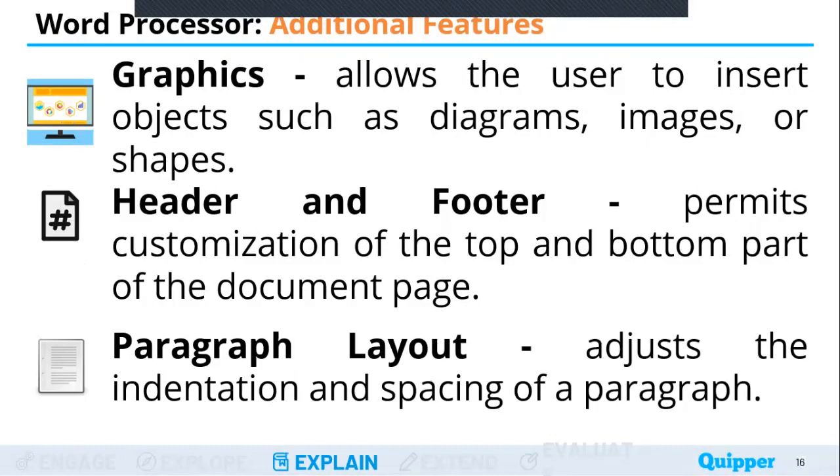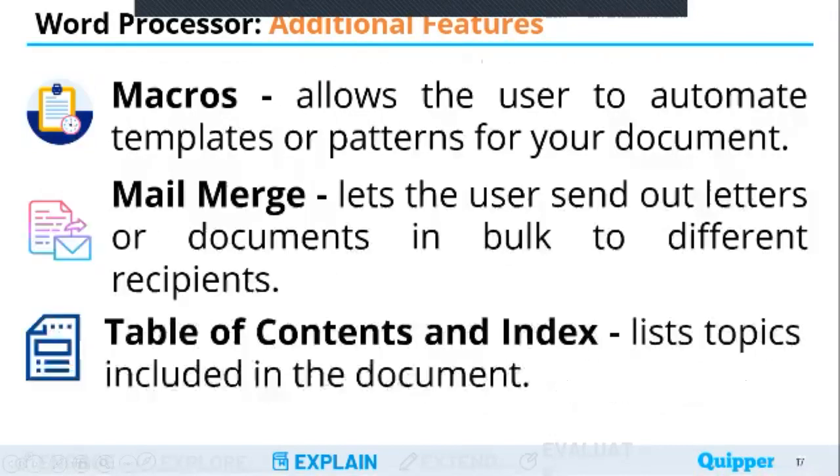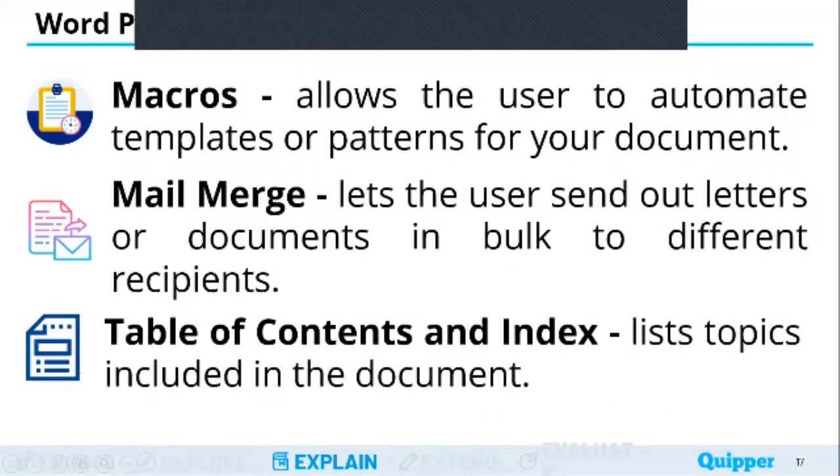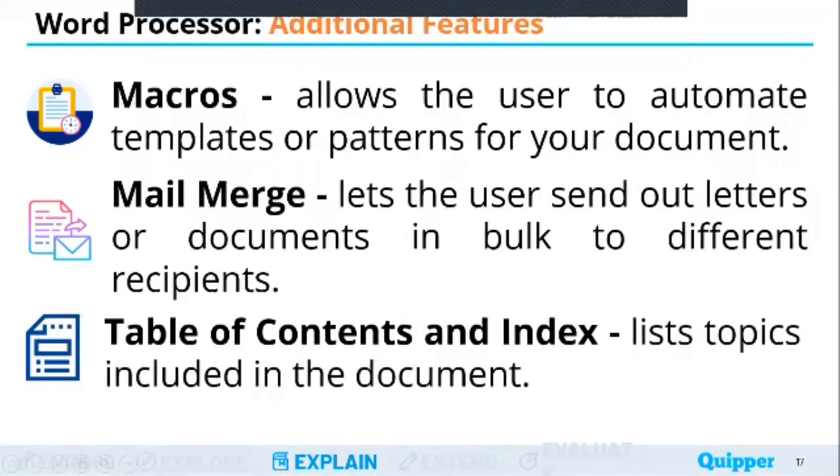It permits customization of the top and bottom part of the document page. Next is paragraph layout. It adjusts the indentation and spacing of paragraphs. So this symbol, macros, allows the users to automate templates or patterns for your document. Then we also have mail merge, which lets the user send out letters or documents in bulk to different recipients. Next is table of contents and index, which lists topics included in the document.